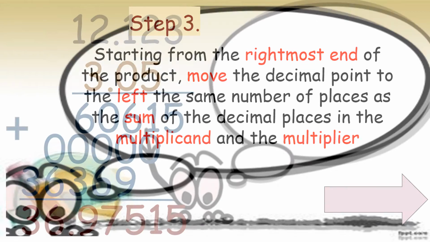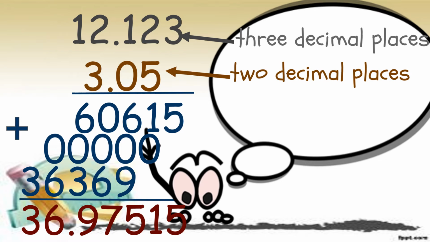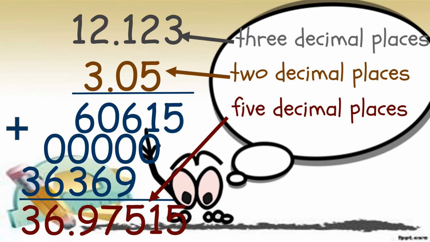We'll first add the decimal places of the top and of the second number. So on the top, or in the multiplicand, we have 3 decimal places. On the multiplier, we have 2 decimal places. So 3 plus 2 is 5. So we'll have 5 decimal places in our answer. So the answer is 36.97515.